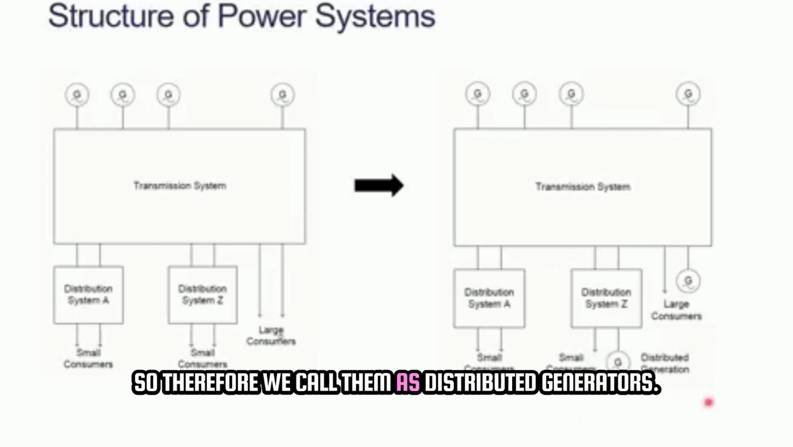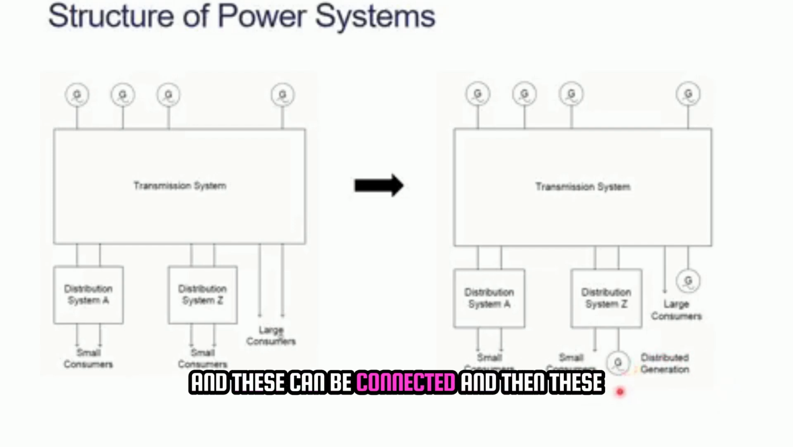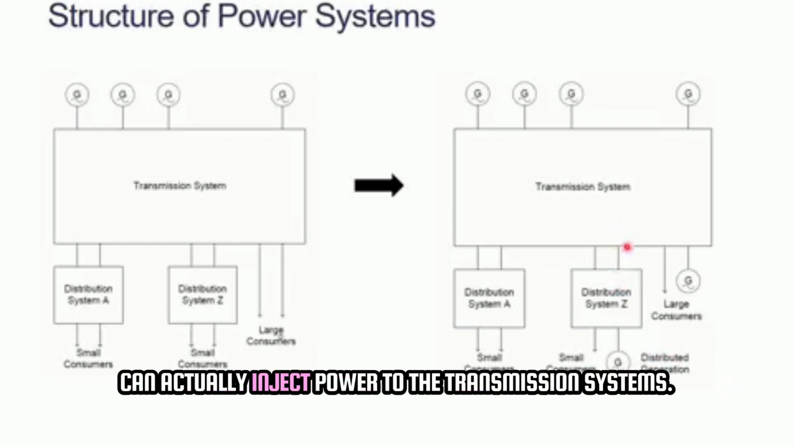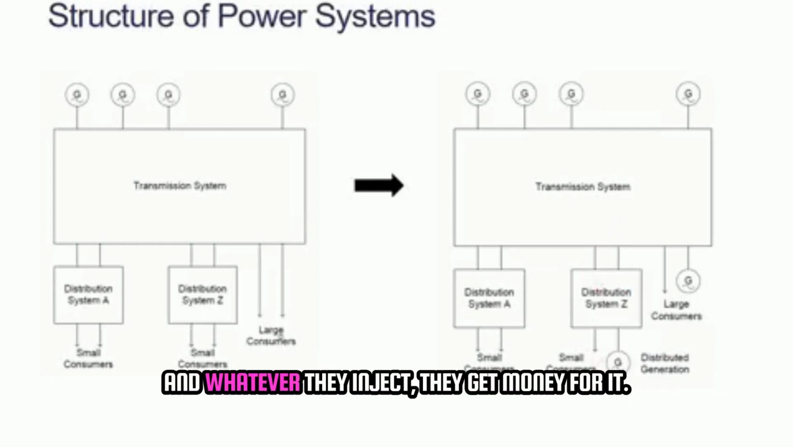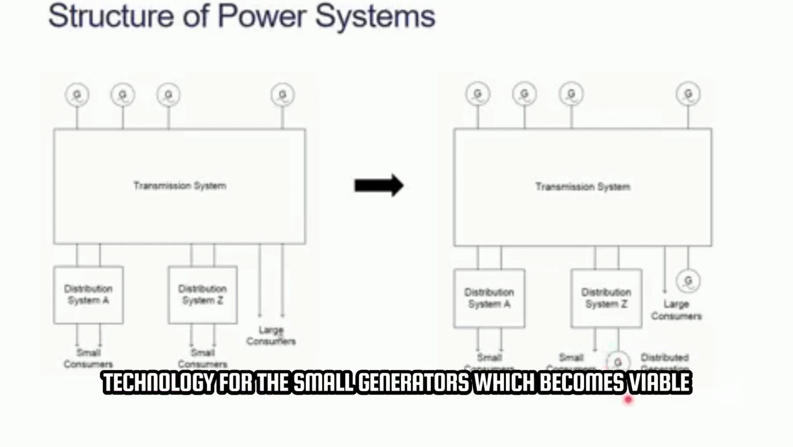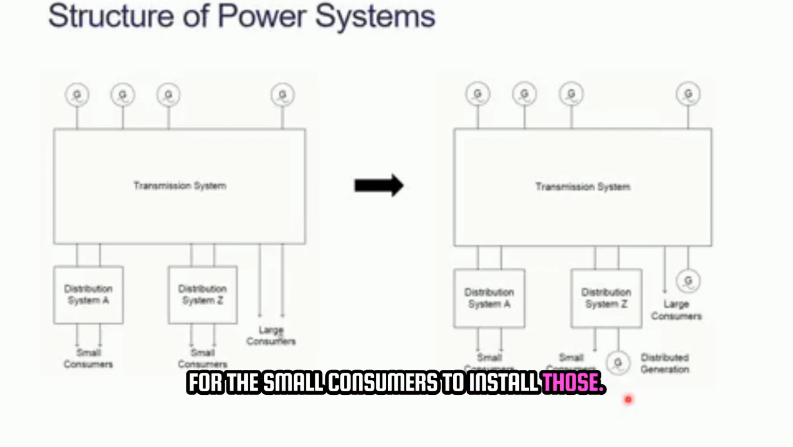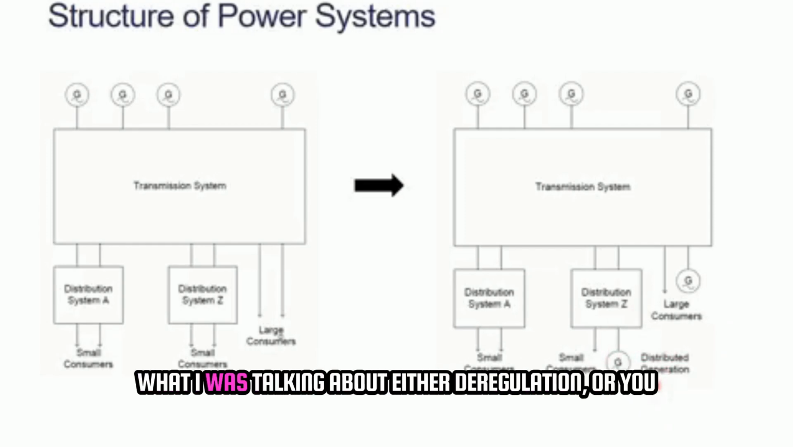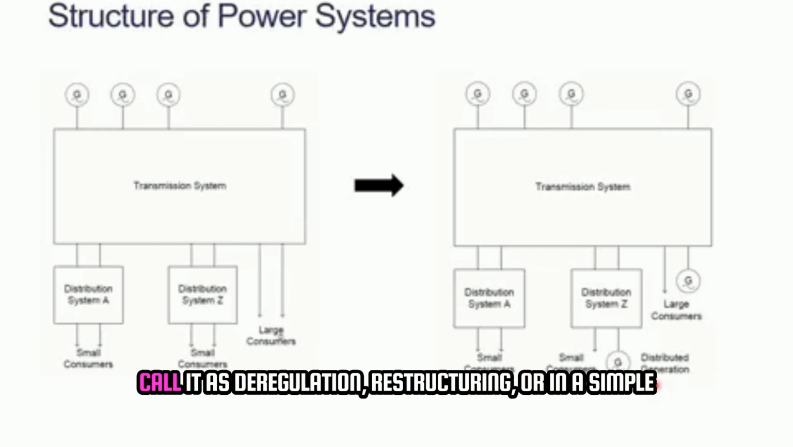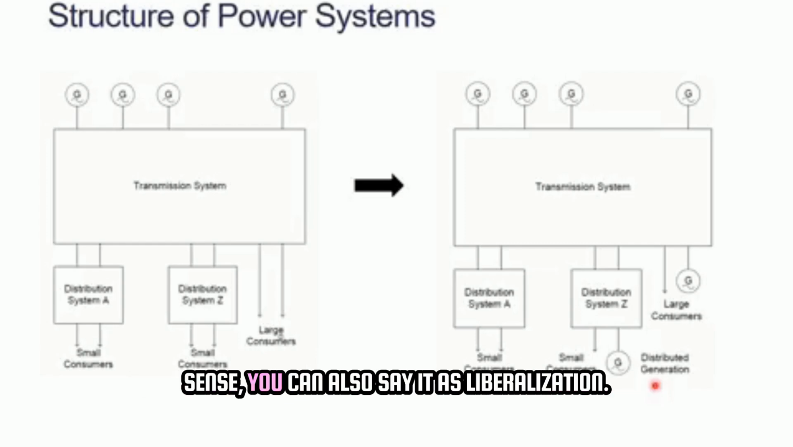So therefore we call them distributed generators, and these can be connected and can inject power to the transmission systems, and whatever they inject, they get money for it. So these economics, as well as the new technology for small generators, make it viable for small consumers to install those. This is the advantage we have seen with the transformation I was talking about, either deregulation, restructuring, or in a simple sense you can also say liberalization.